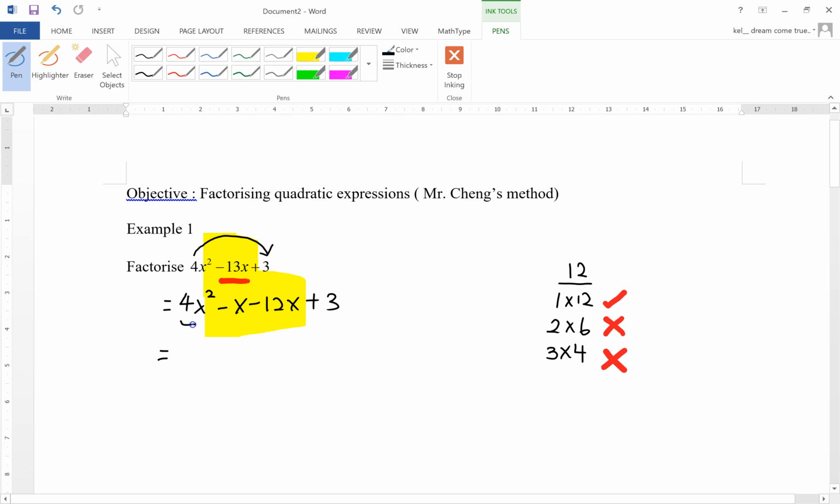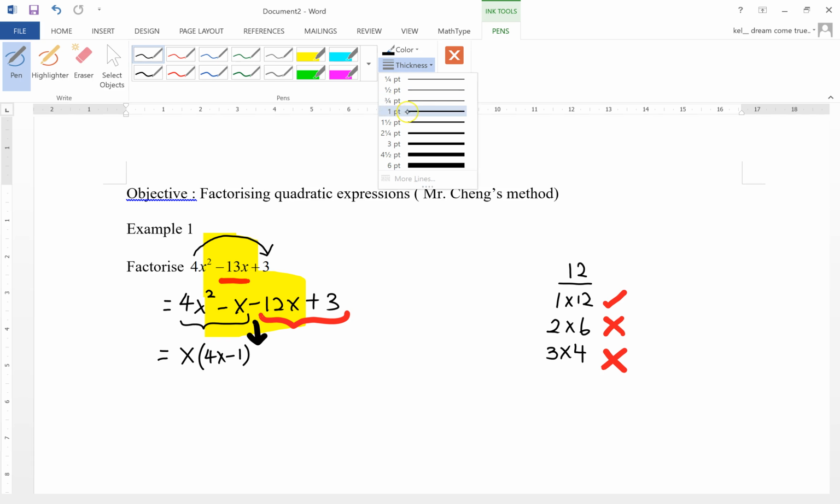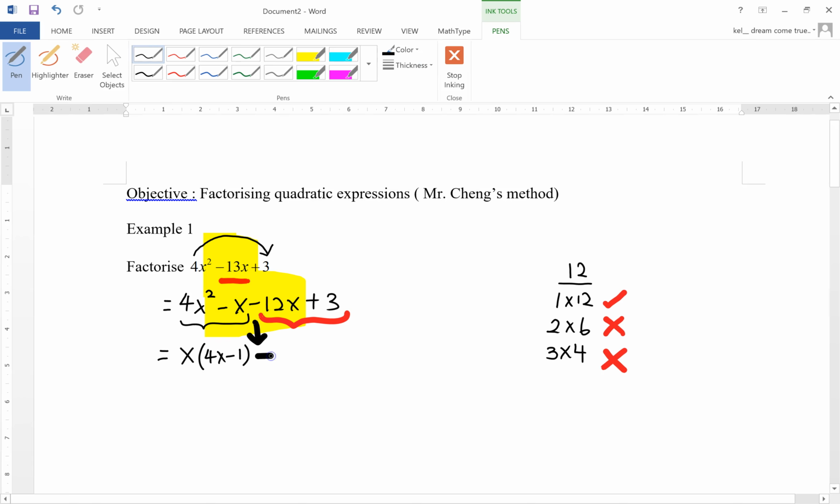So let's take a look at these two terms first. What is the common factor between these two terms? It is x. Take out x, I have 4x minus 1. These two terms, the common factor is 3. But before we do that, we have to copy down the sign first. So I have a minus sign here, and I take out common factor 3. Take out common factor 3, I have 4x minus 1.